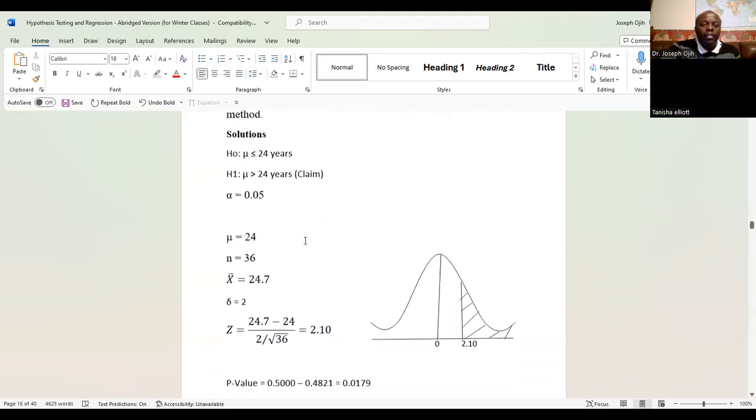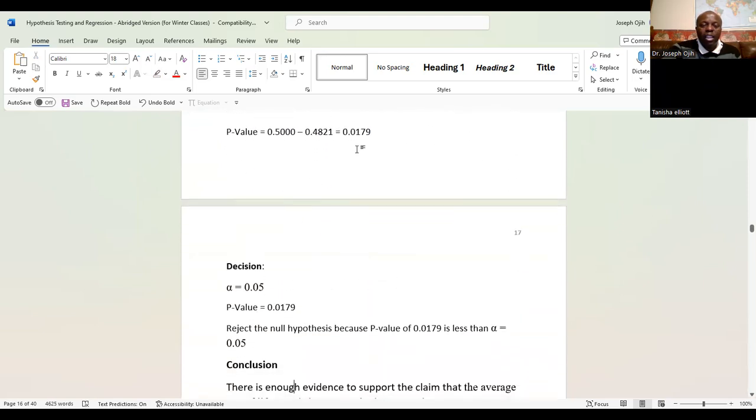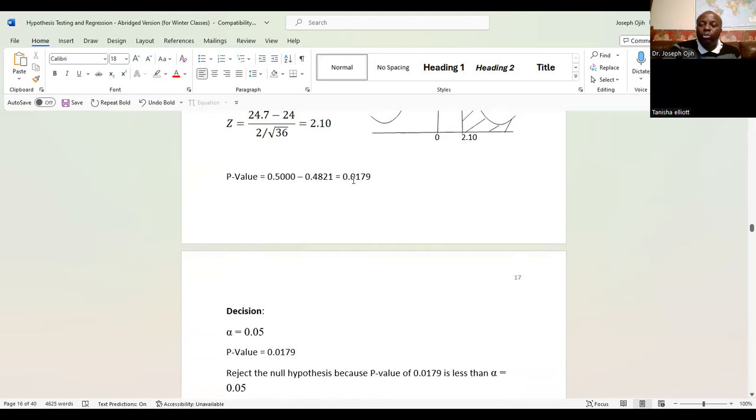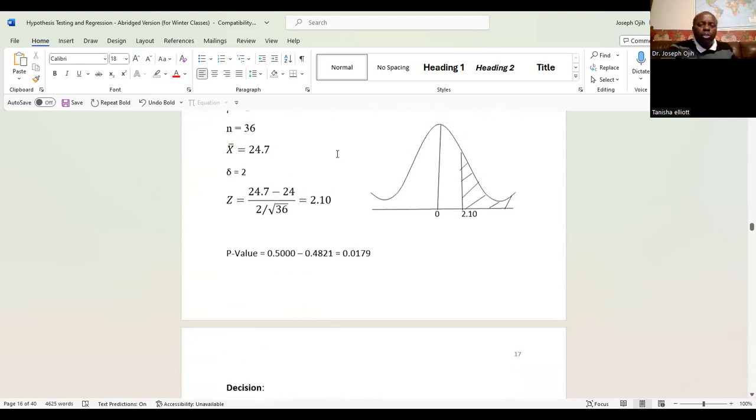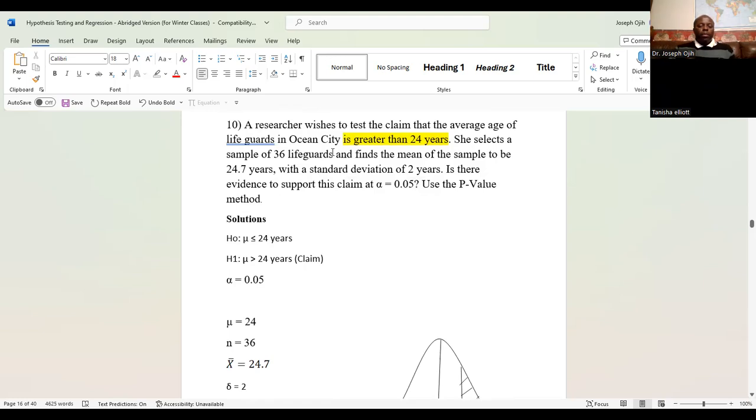The only difference is that if this is a two-tailed test, the answer you got for your p-value, you have to multiply by 2 to get the final p-value. That's all. This is how to do it. Any question?